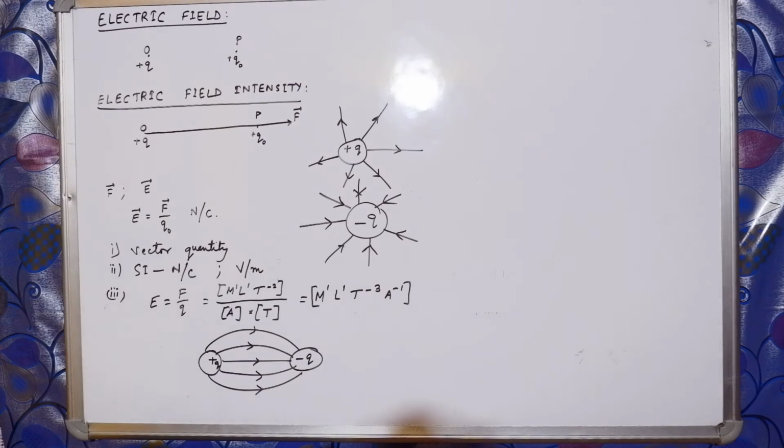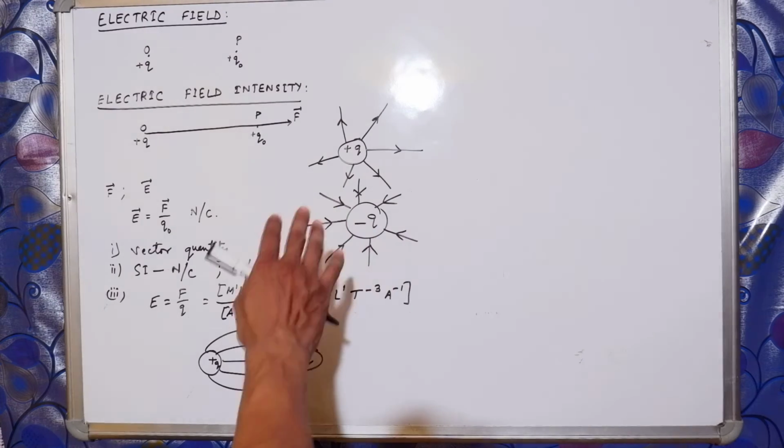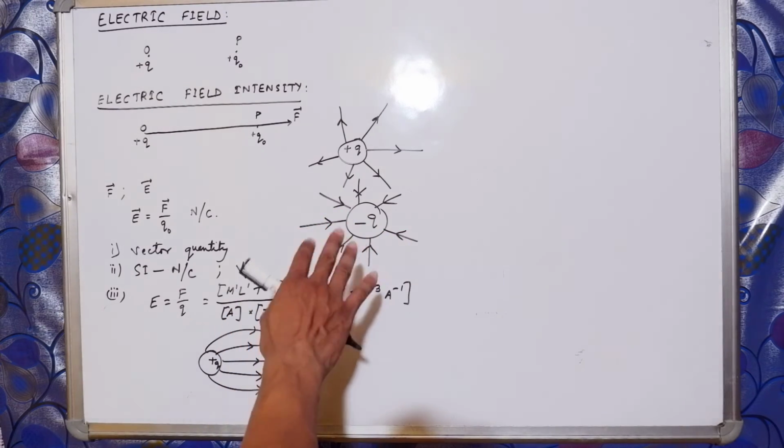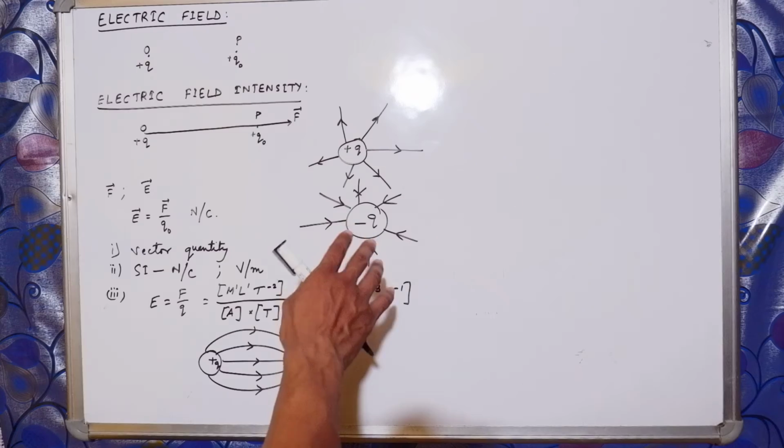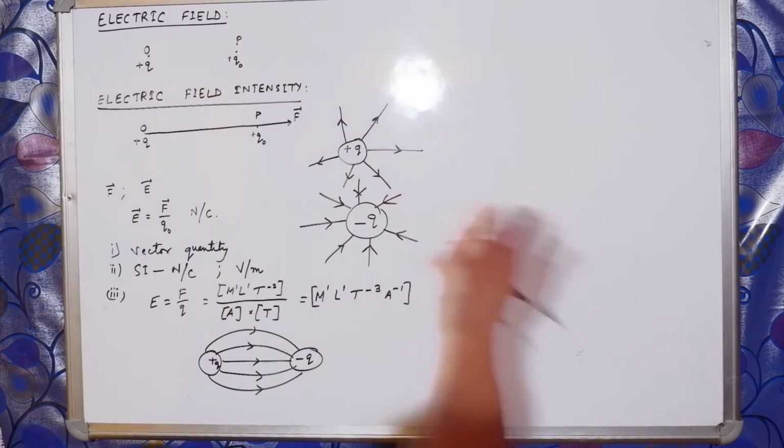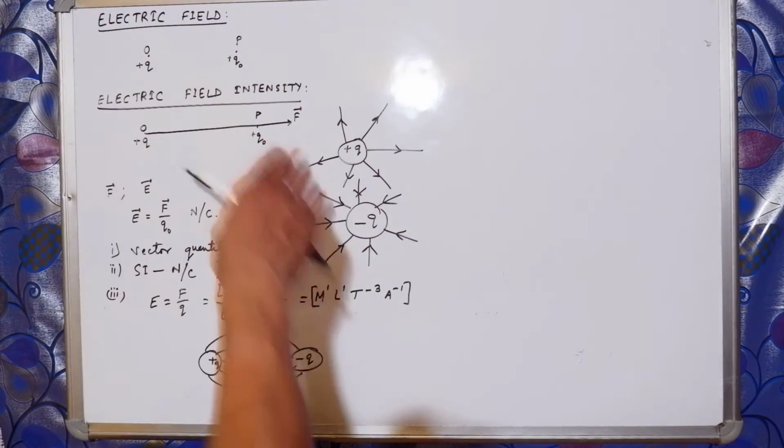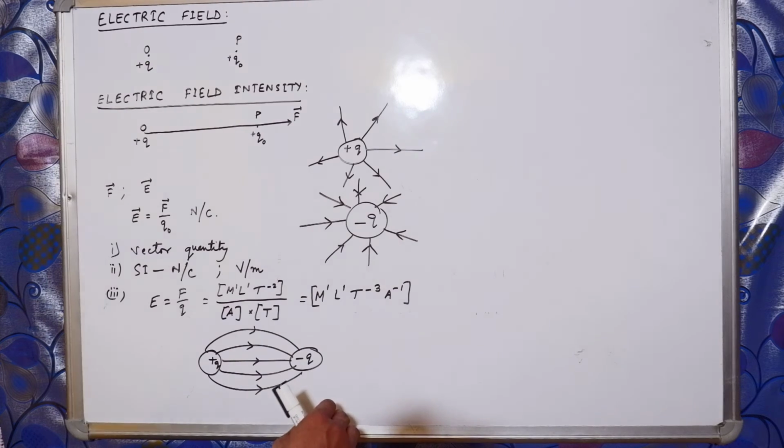Now in a charge-free region, the electric field lines can be taken to be a continuous curve without any breaks. So if it is a charge-free region, then the electric field lines will start, let us say, from a charge like that, then continue to infinity without any break. Two field lines can never cross each other.